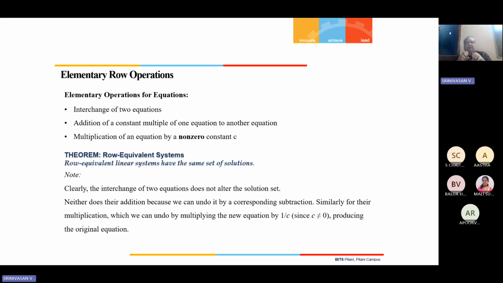So what we are trying to say is, you know very well, when you do addition, definitely it will not alter. Interchange of two equations will not alter the solution set. Addition, because you can undo by subtraction. Multiplication, you can undo by division. And therefore, with all these properties in place, any elementary row operation that we do will not alter the solution.